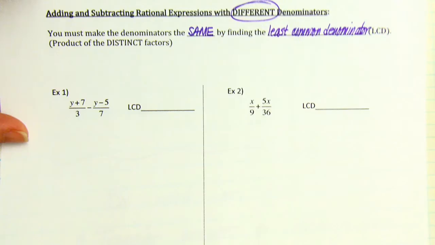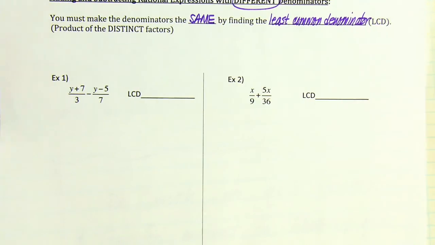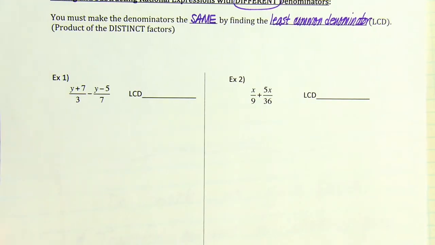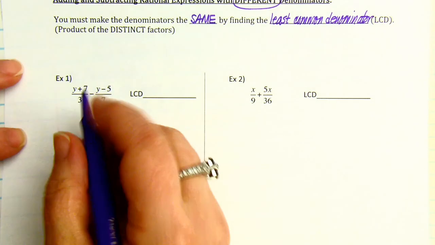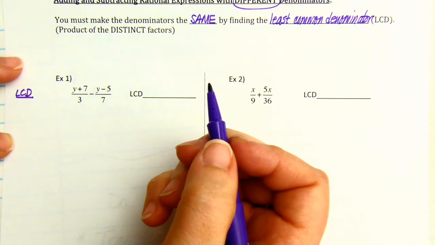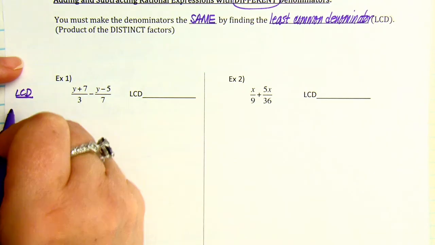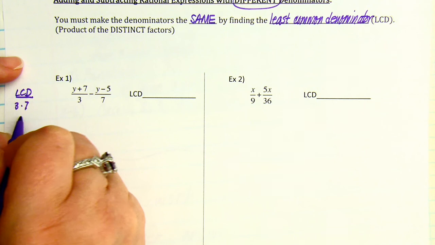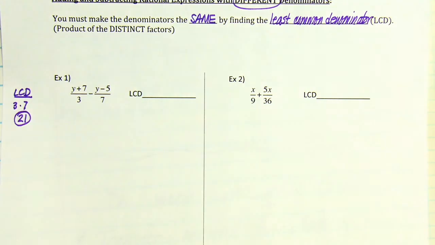All right, let's look at example 1, because this one's pretty straightforward. LCD is the product, which means multiplication, of the distinct factors. 3 is prime, 7 is prime. They are different. 3 times 7 is 21. 21 is my LCD.